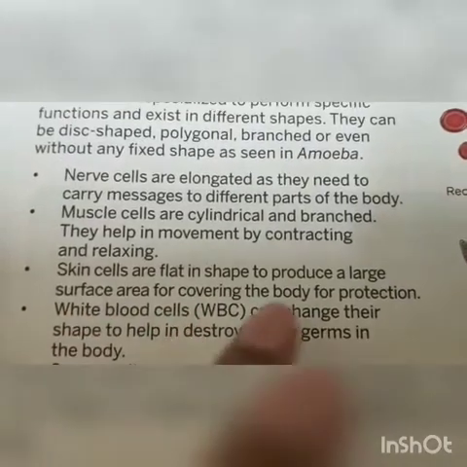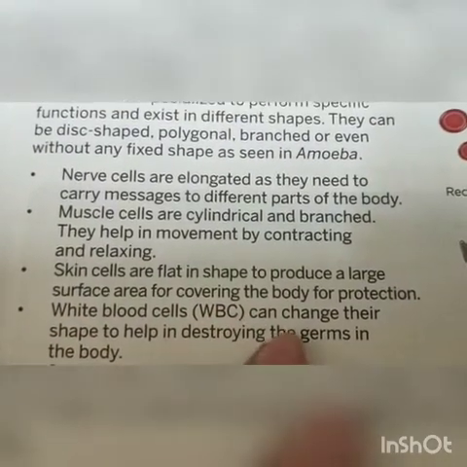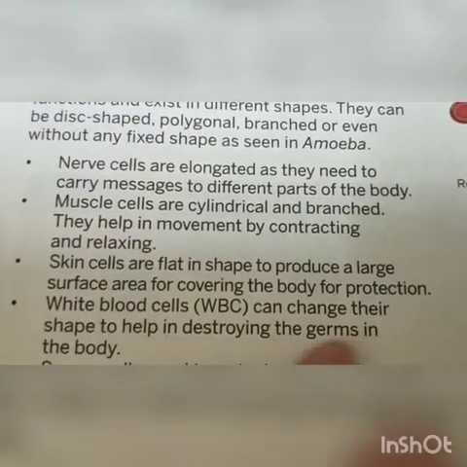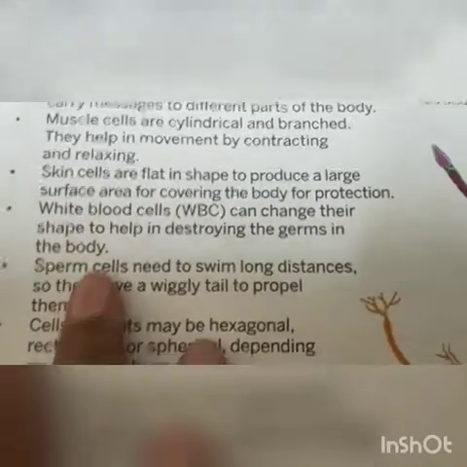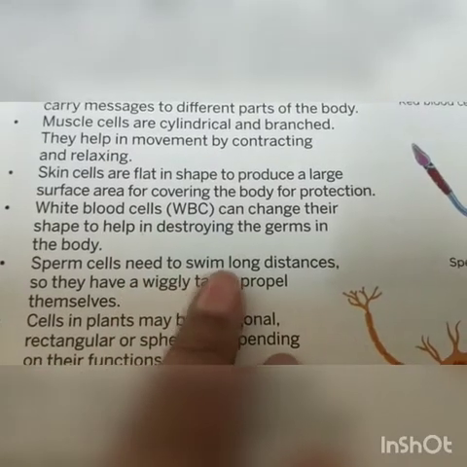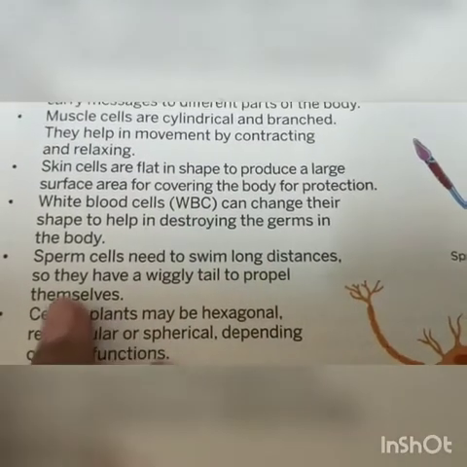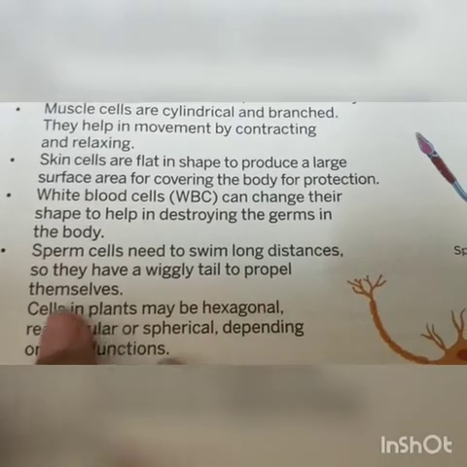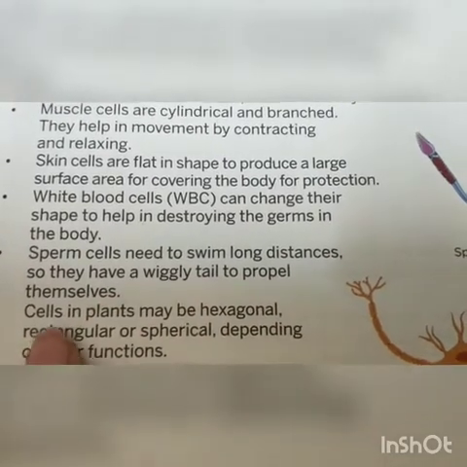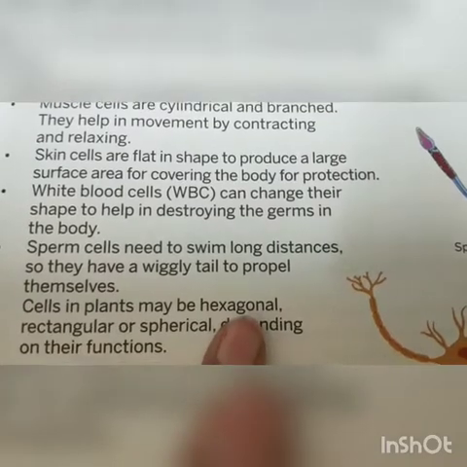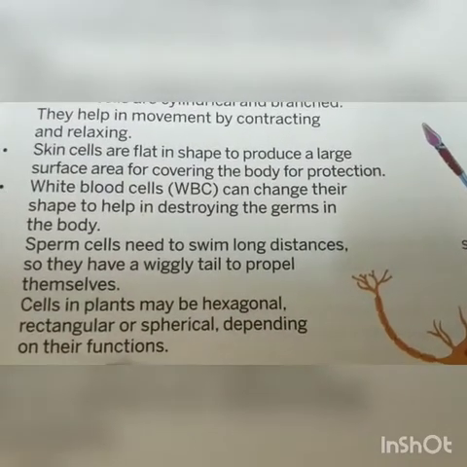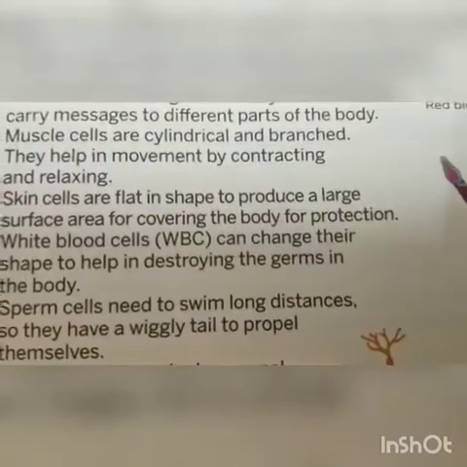White blood cells, WBC, can change their shape to help in destroying the germs in the body. Sperm cells need to swim long distances, so they have a wiggle tail to propel themselves. Cells in plants may be hexagonal, rectangular, or spherical depending on their functions. So these are the different shapes of the cell.